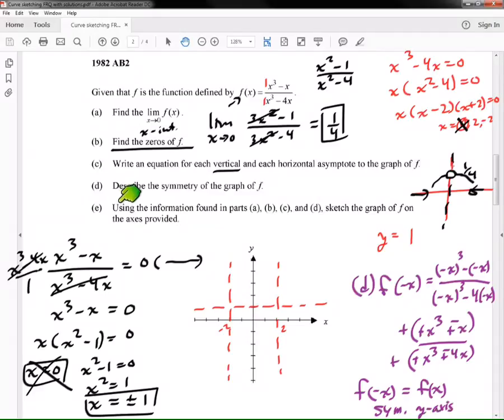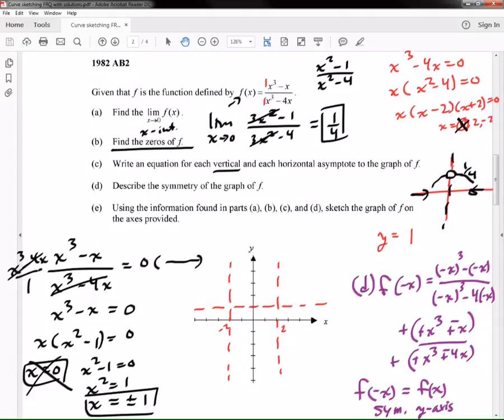Last but not least, we're supposed to use all this information that we found and sketch the graph of f on the axes provided. Okay, so what we got to do first is, let's start on this left side right here. All we got to do is pick a number right here and see if we're going to be graphing it above or below, because we are just sketching. It doesn't have to be perfect. Yeah, it says sketch a graph.